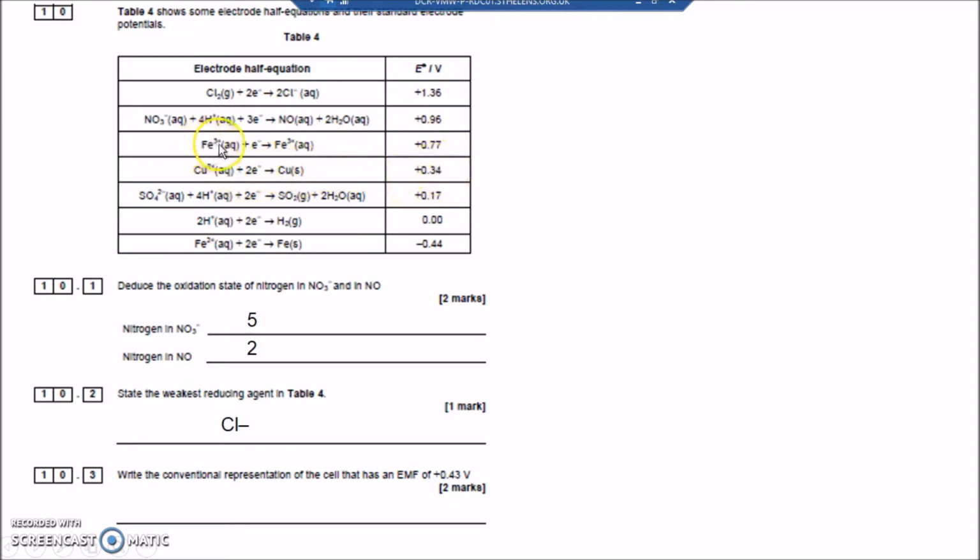So I'm going to have Fe3+ plus an electron going to Fe2+, and I'm going to force this one to go back in the other direction, Cu going to Cu2+ and 2 electrons, and that will be reversed and make a minus 0.34 electrode potential. And when I add the two together, I'm going to end up with a positive value of plus 0.43.